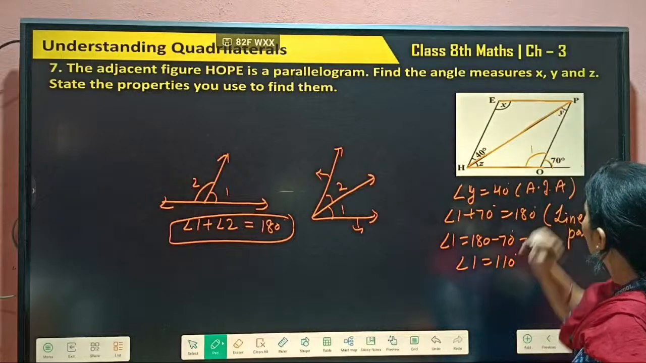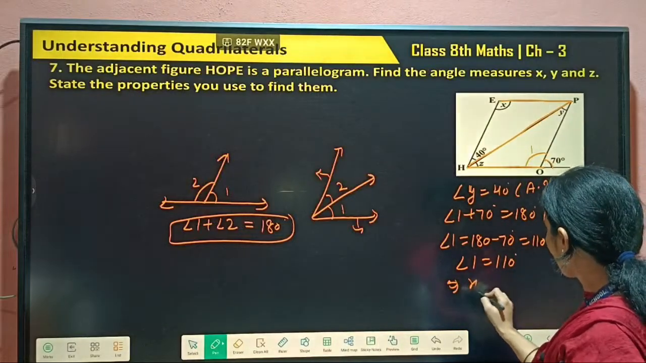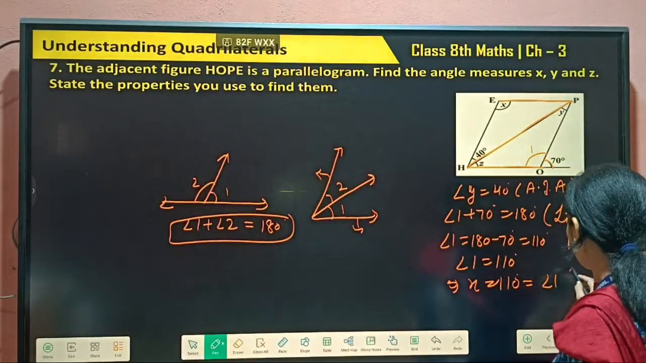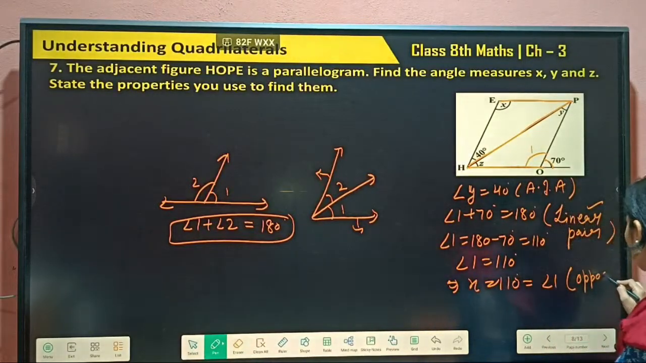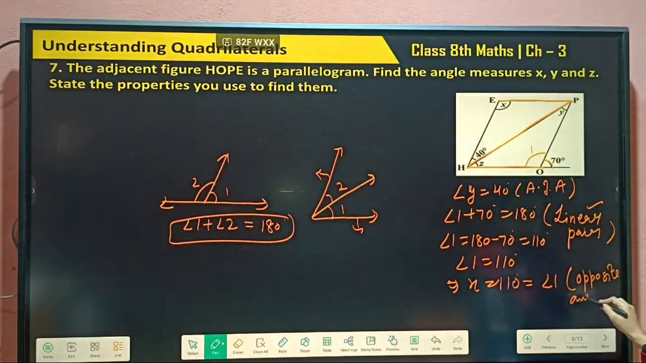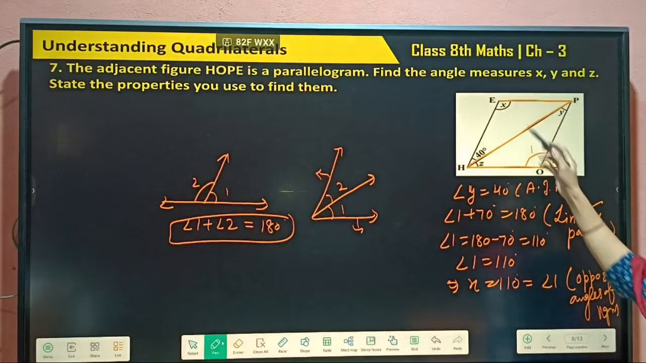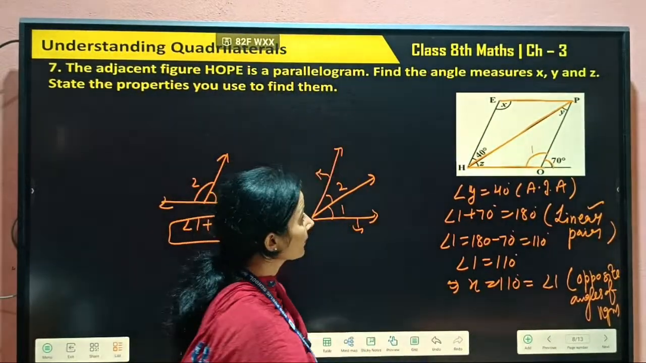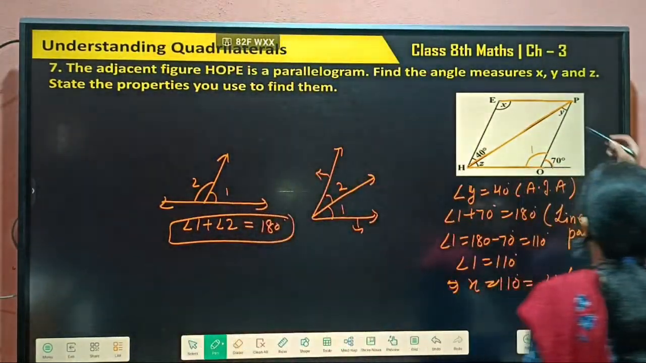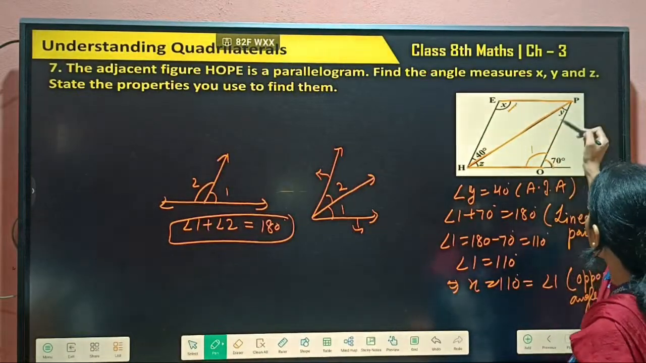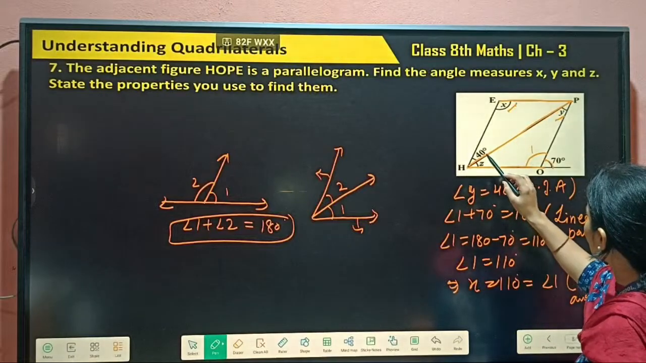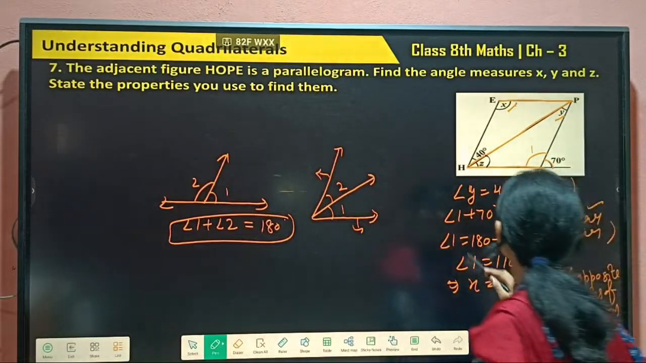Angle 1 is opposite to angle x. This implies x is also 110, because it equals angle 1 and these are opposite angles of a parallelogram. Now we have x and y. What remains to be found? Angle z. How can we find angle z?